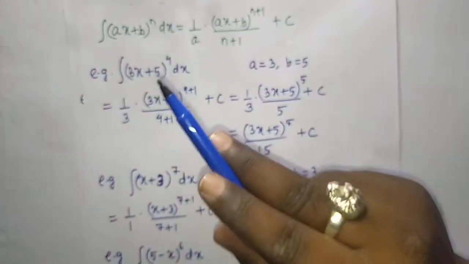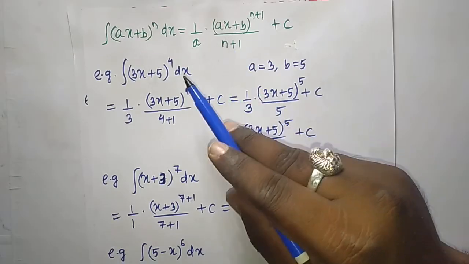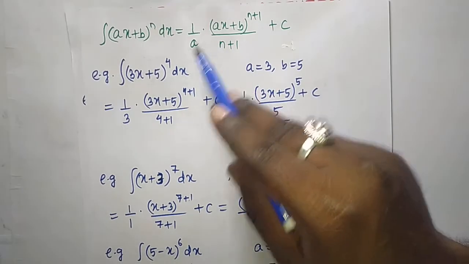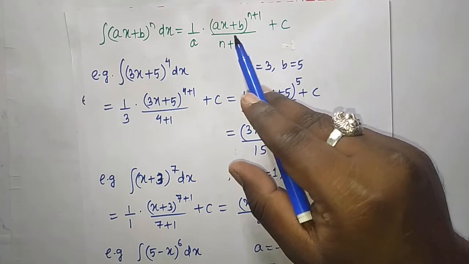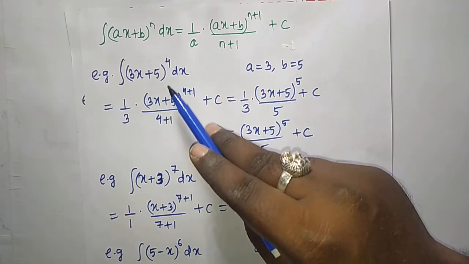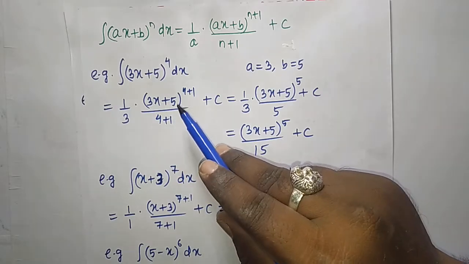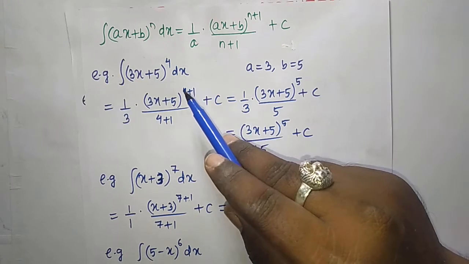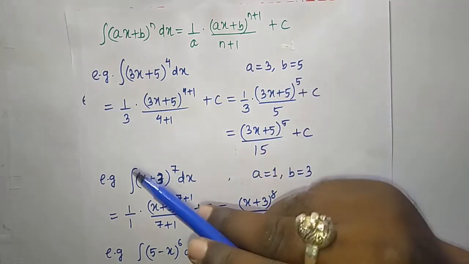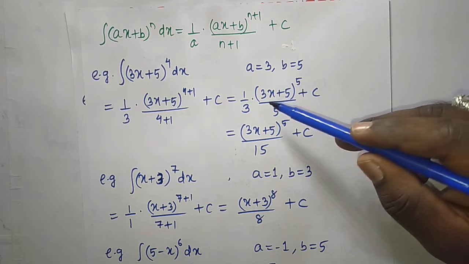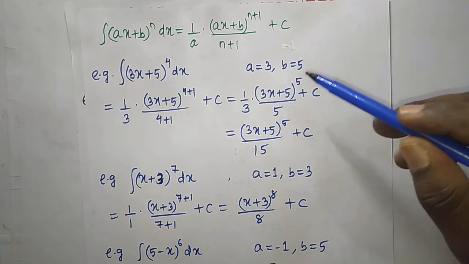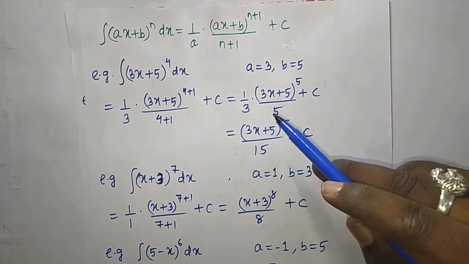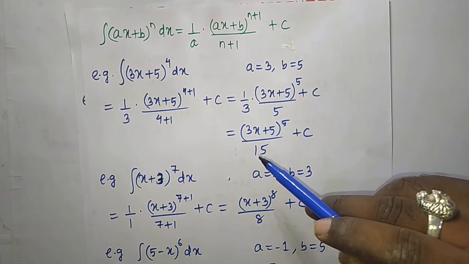Now apply this formula directly. By applying this formula directly, what will we get? Here see, a is 3, so 1 by 3 into (ax plus b). Here ax plus b is 3x plus 5. Okay, so (3x plus 5) to the power n plus 1 is there, so n is here 4, so it will be 4 plus 1 divided by 4 plus 1. By simplifying, we will get 1 by 3 into (3x plus 5) to the power 5 divided by 5 plus c, and multiplying these two denominators, 3 into 5, we will get 15.